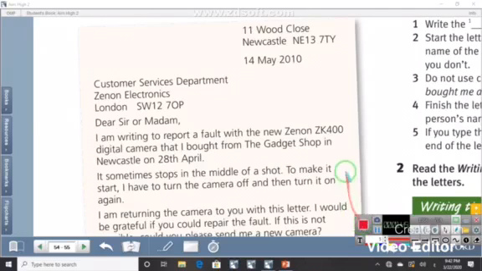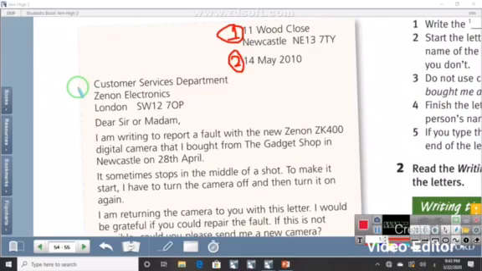Okay, let's start here. Look, 11 Wood Close. This is what? This is the first part. This is your address. 11 Wood Close in Newcastle, NE13 7OY. Okay, thank you. Now here, 14 May 2010. Yes, so this is the date. Okay, so this is what? The second part. You are good. Thank you very much. Okay, next.